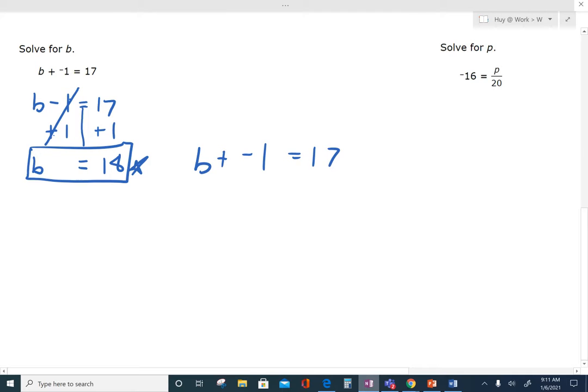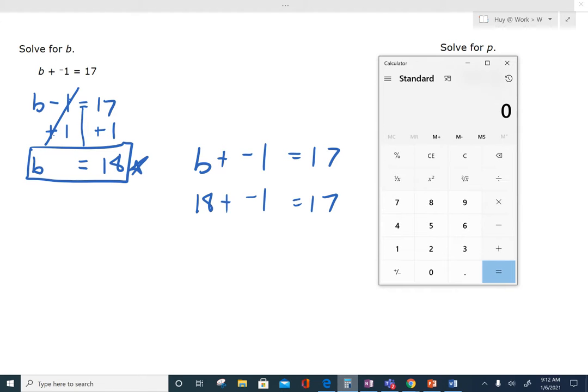All right, there's the original equation, b plus a negative 1. So let's do b plus... oops, I actually didn't even substitute b yet. So 18 is b, so I'm going to put 18 in there. 18 plus a negative 1. All right, let's see. Even if we look at our calculator, 18 plus a negative 1 is going to equal 17.